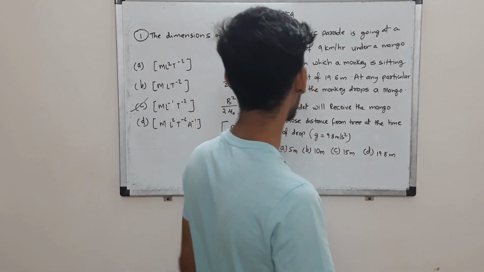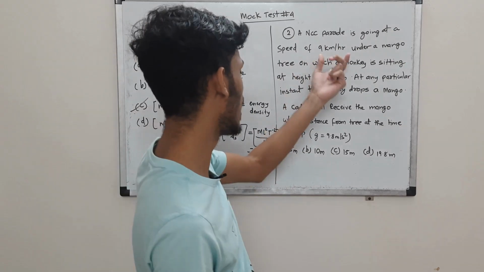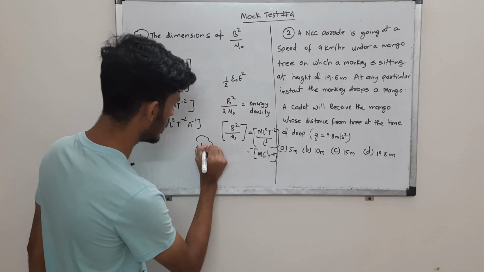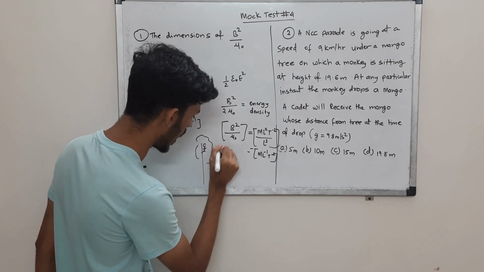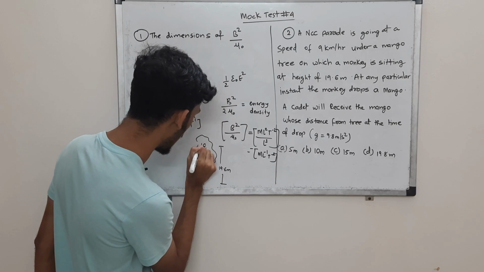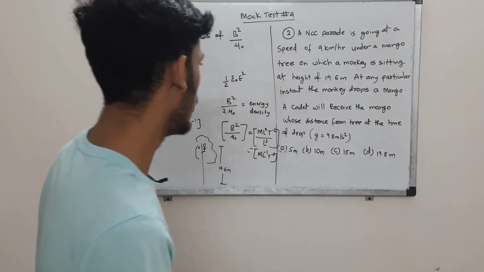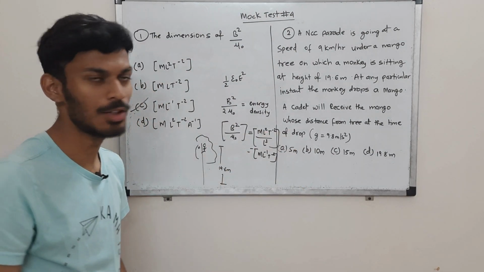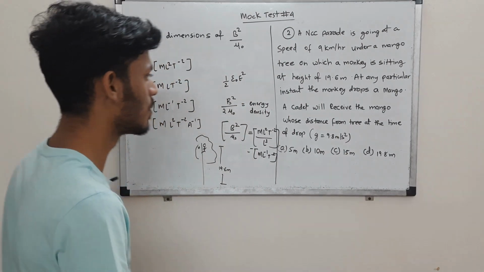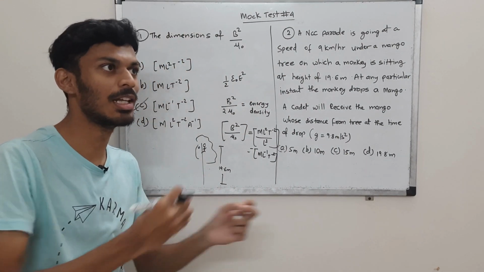Let's move to question number 2. We have an NCC parade which is moving at a speed of 9 kilometers per hour under a mango tree. There is a monkey on the mango tree at a height of 19.6 meters. He is going to drop a mango from this height, and the cadets are moving below the tree. So one of the cadets will gratefully receive this mango. You are supposed to tell what is the distance of this cadet at the time of release.